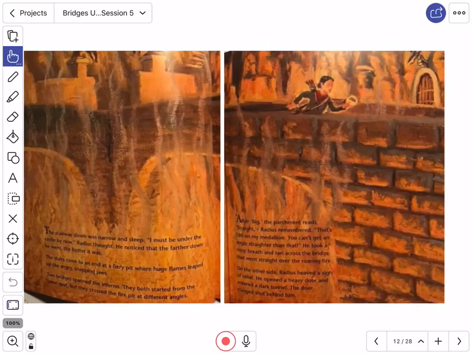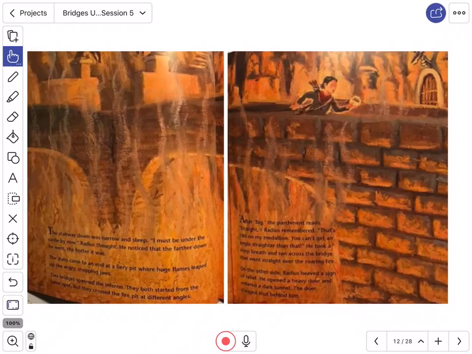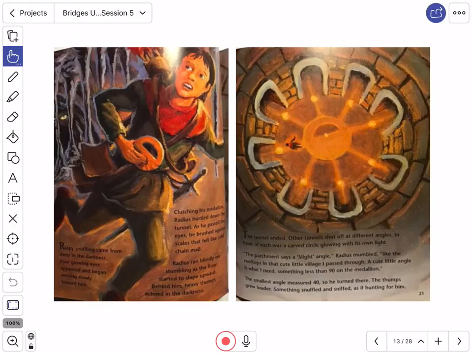The stairway down was narrow and steep. "I must be under the castle by now," Radius thought. He noticed that the farther down he went, the hotter it was. The stairs came to an end in a fiery pit where huge flames leaped up like angry, snapping jaws. Two bridges spanned the inferno. They both started from the same spot, but they crossed the fire pit at different angles. "After big, the parchment reads straight," Radius remembered. "That's 180 on my medallion. You can't get an angle any straighter than that." He took a deep breath and ran across the bridge that went straight over the roaring fire. On the other side, Radius heaved a sigh of relief.